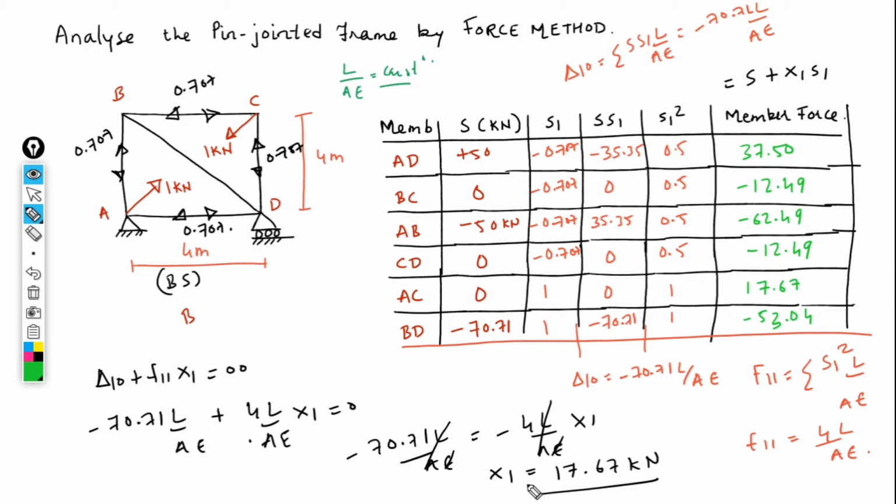After getting the value of x1, we can calculate member force. The formula of member force is S plus x1 into S1. S you can take from this column, S1 you can take from this column. Just substitute the value of x1. You will get the member force for each member, and this is the member force of the original structure. It is not of the basic structure.